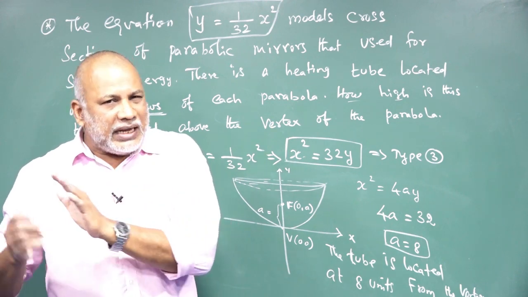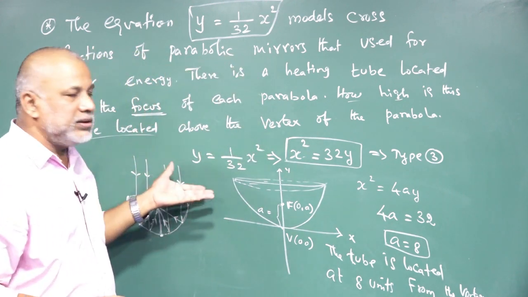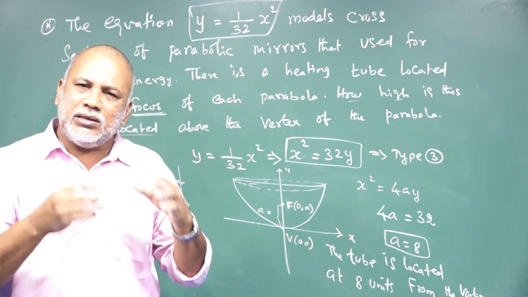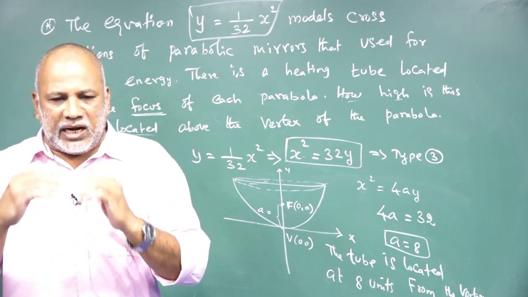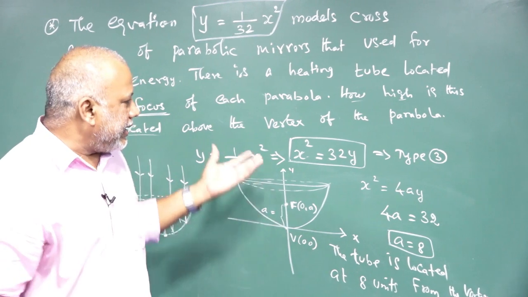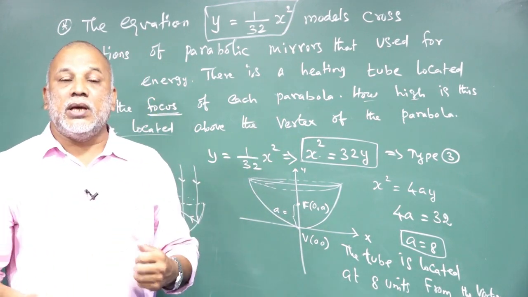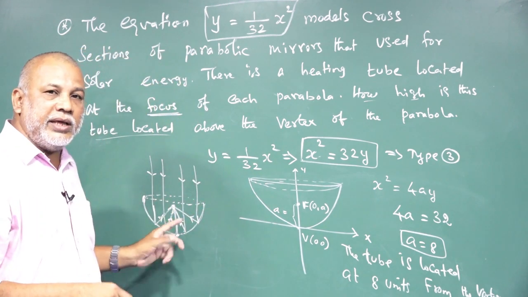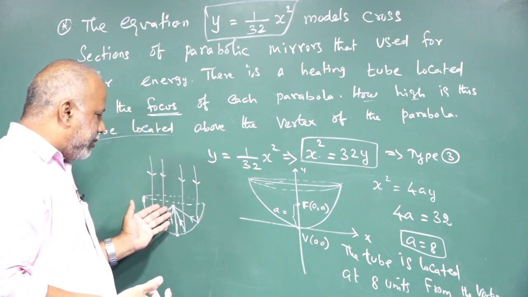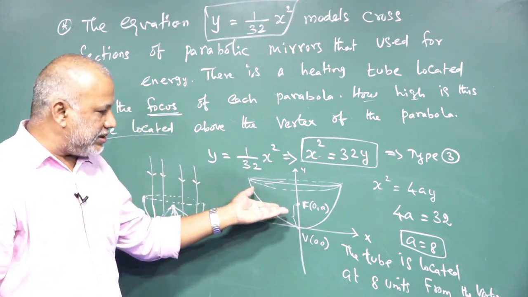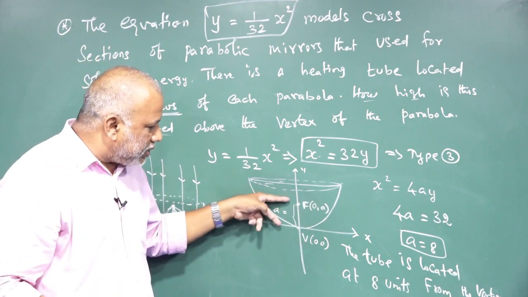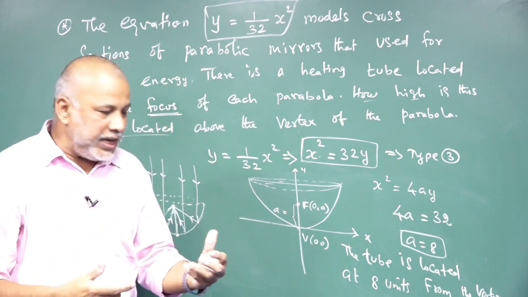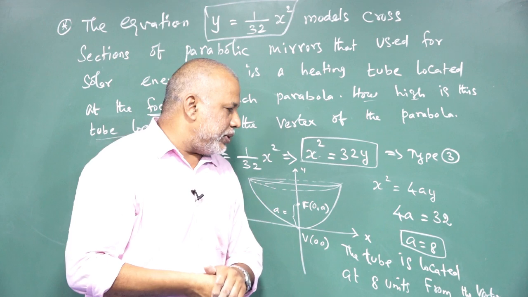So dear students, read the question carefully. Then apply your practical knowledge. These are all questions based on real life problems. Real life problem means we are able to see all these types of solar heaters. You have to think how the solar heater is working. Then see this type of problem based on type number 3. Compare with the type number 3 parabola. Then the focus must be here. In that focus only the heater is placed. So we need a. That is the calculation. The tube is located at 8 units from the vertex.